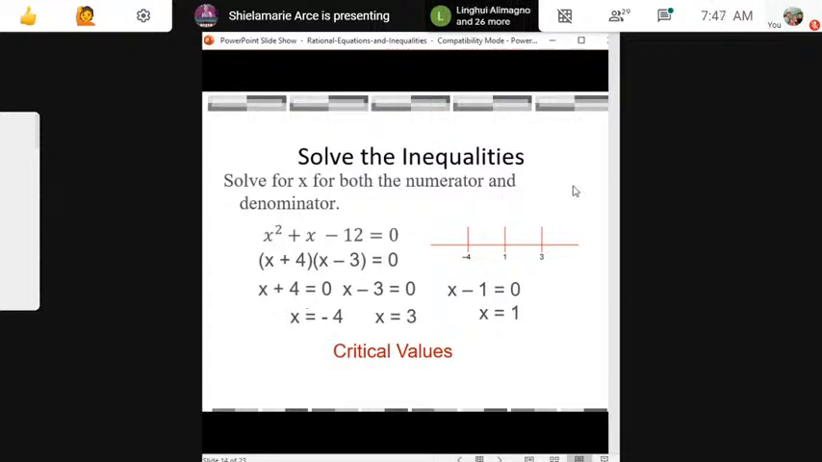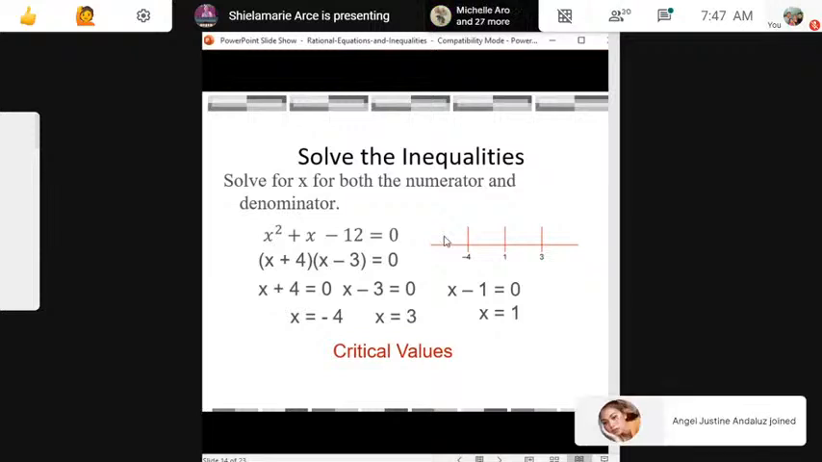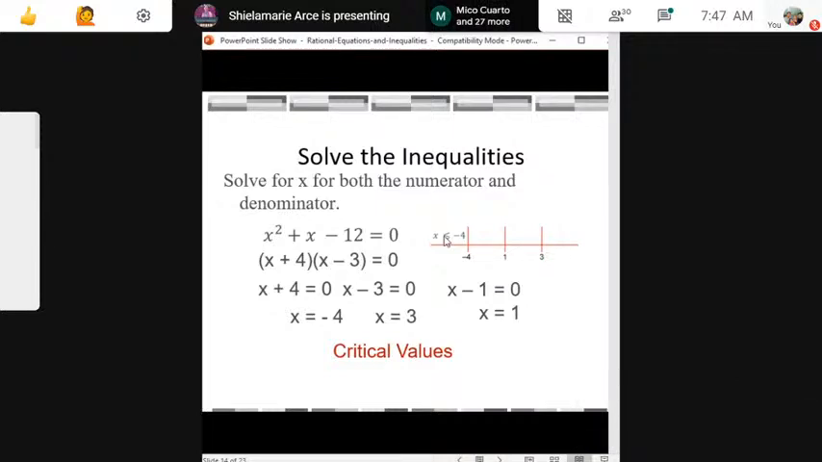So as you can see in the number line, may 4 portions po tayo. Ano yung 4 portions natin? We have the portion na lahat ng values ay less than or equal to negative 4. Siya po yung papunta dito sa kaliwa ni negative 4. Okay po?